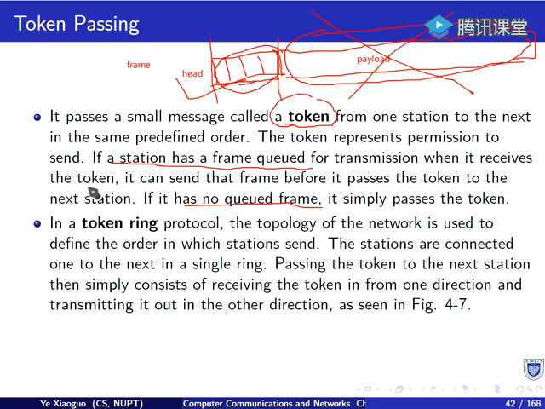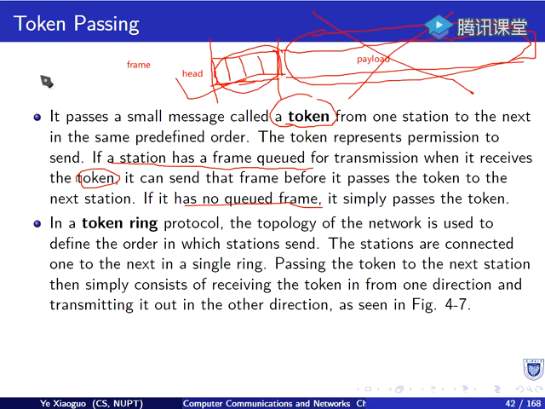So the token means the privilege to transmit the frame, right? Without a token, a station does not have the right to use the channel. So the token means the right to transmit with the channel. After transmitting the frame, it passes the token to the next station and lets the next station transmit. If there is no queued frame, it simply passes the token. So that is how the token passing protocol works.